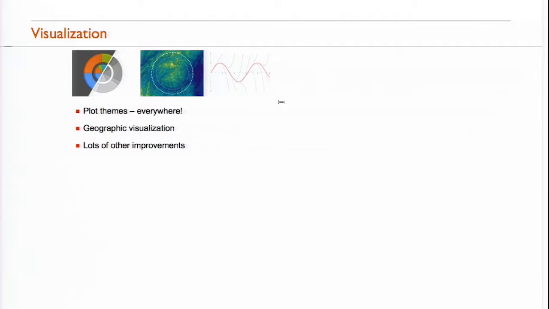Geographics. Geographics is, first of all, the graphics layer, like graphics, but increasingly we'll have more sophisticated visualization functions that sit on top of that. There are quite a few already, but there are a lot more coming.